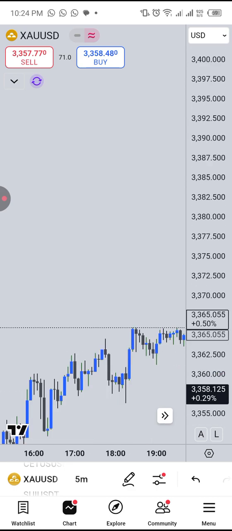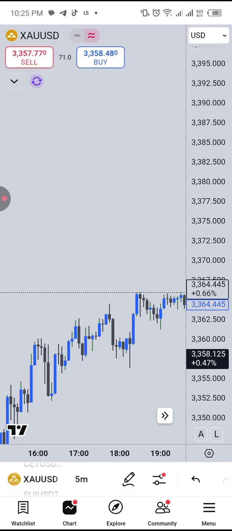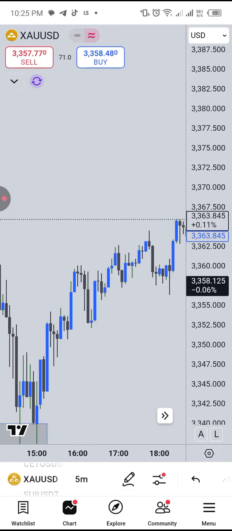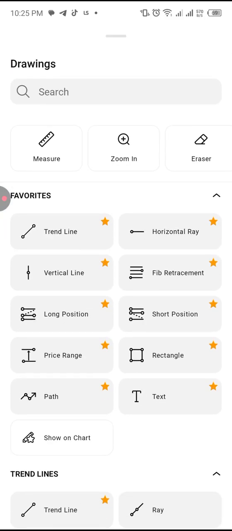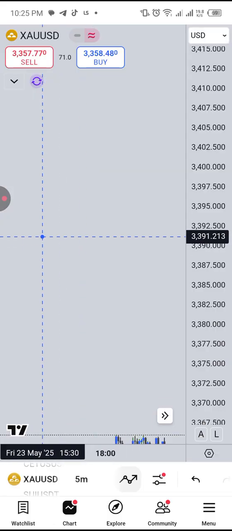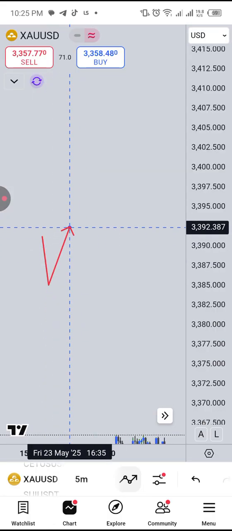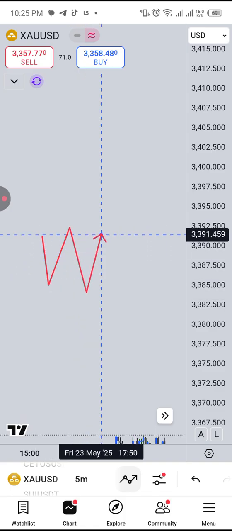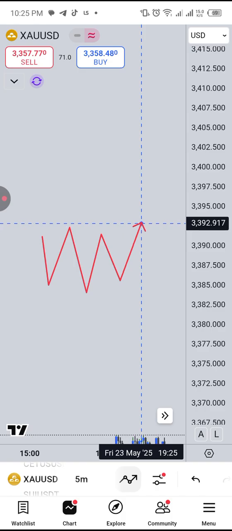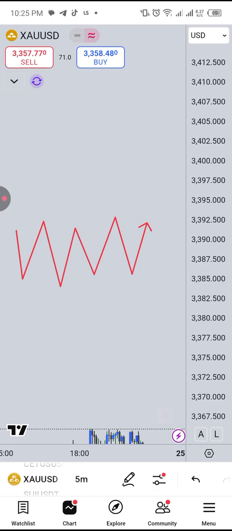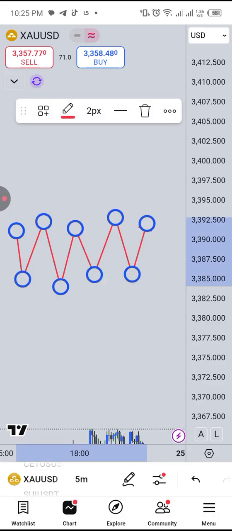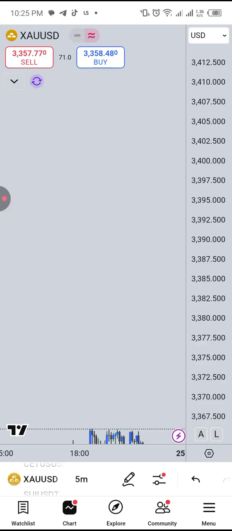Consolidating market means a market that is stagnant. This type of market just moves like this. They're just ranging from one low to another high, from one high to another low, from one low to another high. This is the type of market. Number one type of market I want to talk about is a consolidating market. Pay close attention.